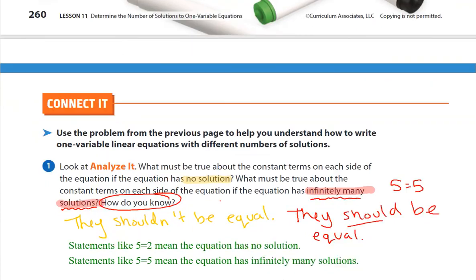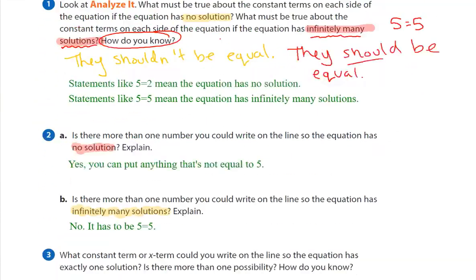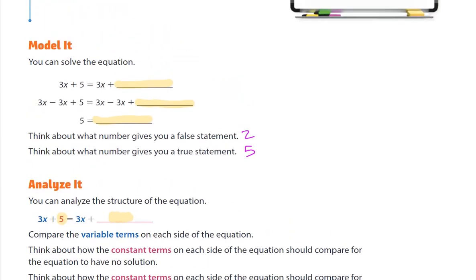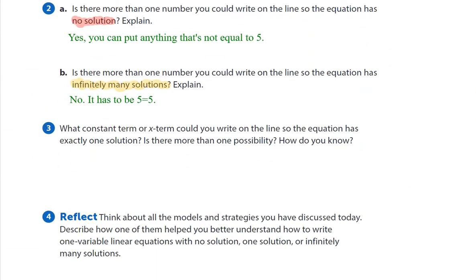Let's go back. Where is the equation? Let's bring the equation down here so we can mess with it. It was 3x plus 5 equals 3x plus whatever. So we can put whatever we want there as long as it gives our equation one solution.